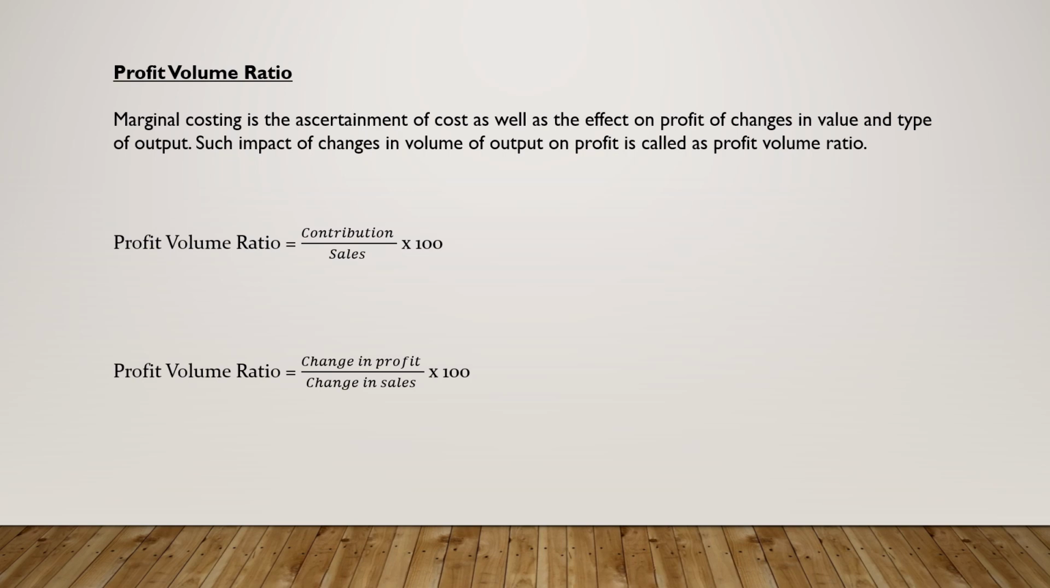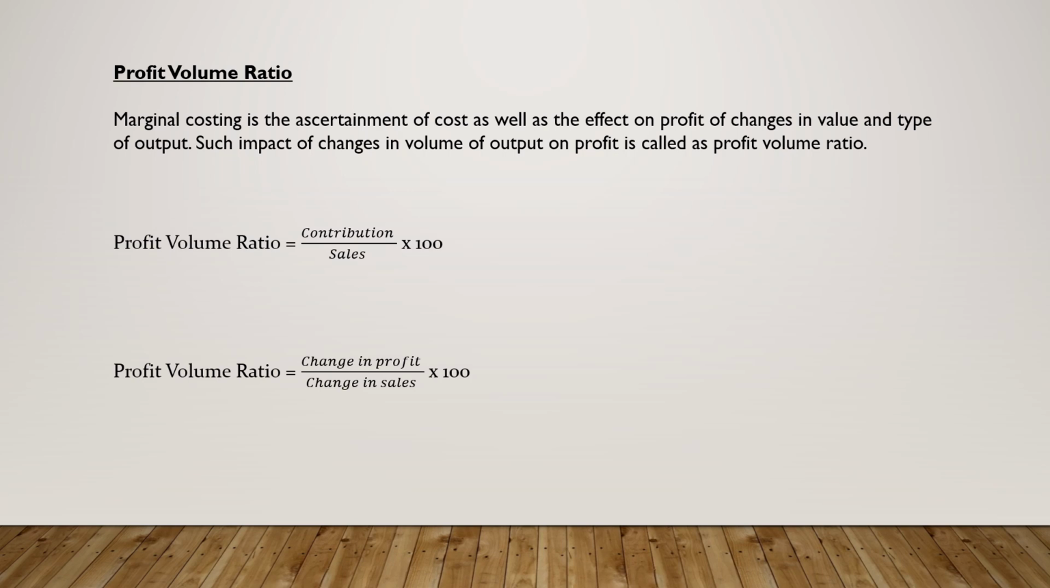So, if there is a change in the quantity or the amount of sales, the impact or the effect on profit will be considered under profit volume. Such impact of a change in volume of output on profit, that is, if there is a change in the quantity of output, the impact of this change on profit will be considered as profit volume ratio.